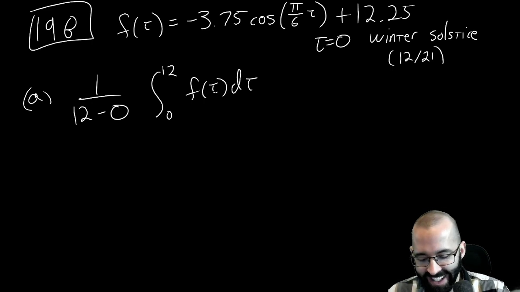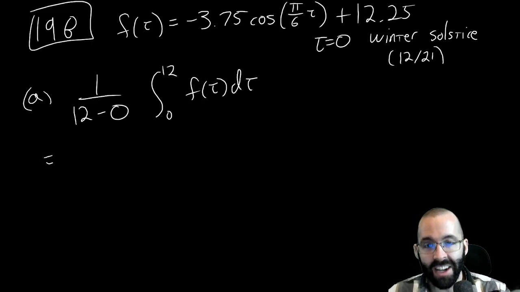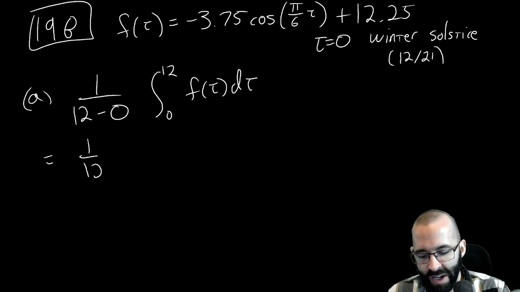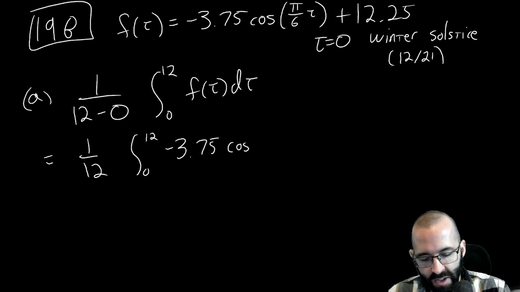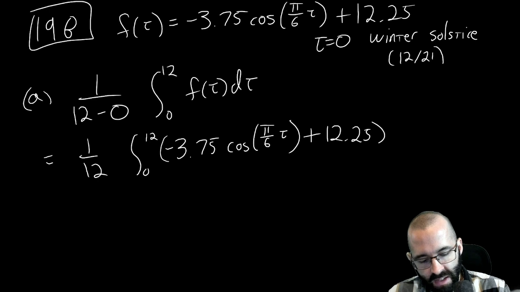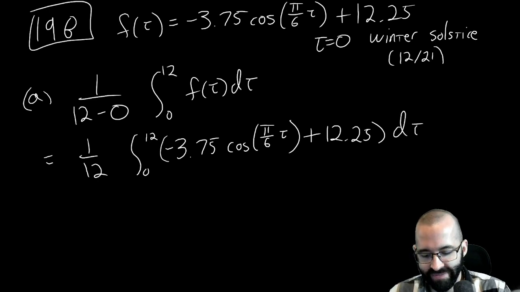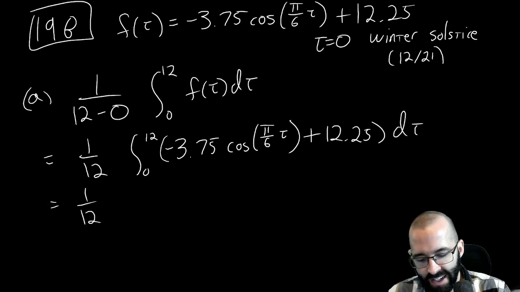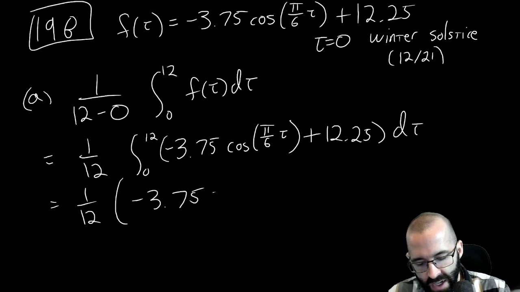So let's do it. That's our average value, our average number of daylight hours. We get 1/12 times the integral from 0 to 12 of this function, negative 3.75 cosine of pi over 6 t, we're going to have another chain rule type thing going on here, plus 12.25 with respect to t. Find the antiderivative here. Antiderivative of cosine is sine. But we have to multiply by 6 over pi.